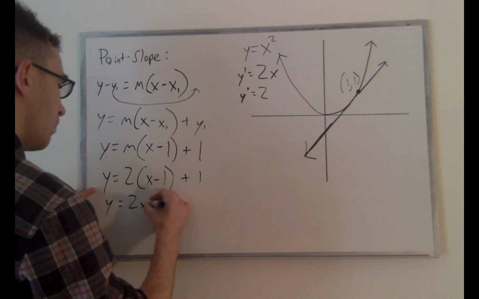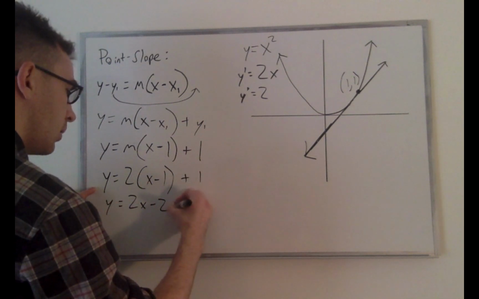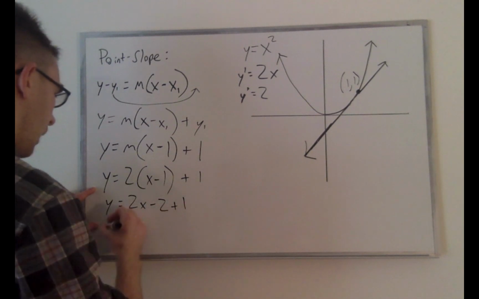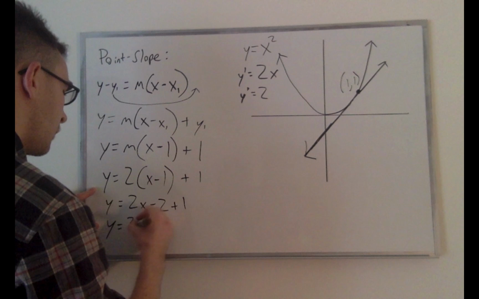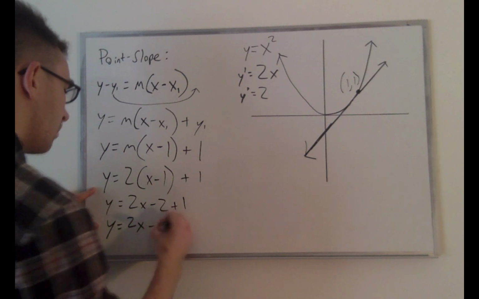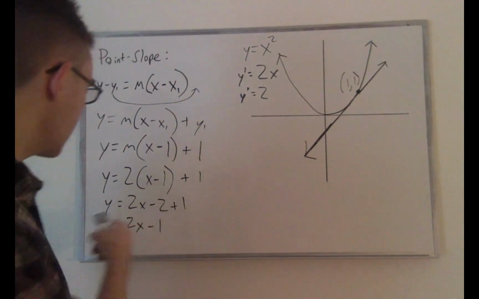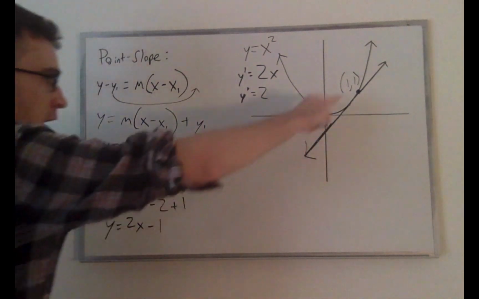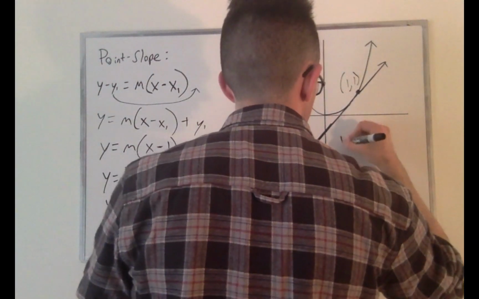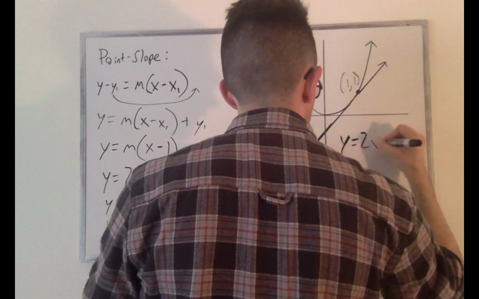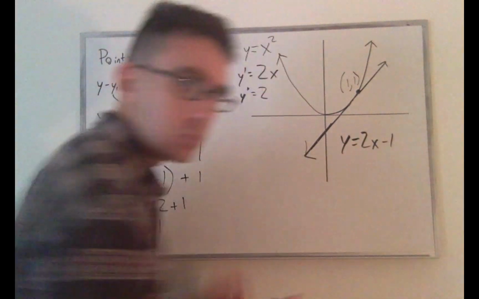2x minus 2 plus 1, and then our final answer is going to be y equals 2x minus 1. And so this here is the equation for this tangent line. So I'll just write y equals 2x minus 1.